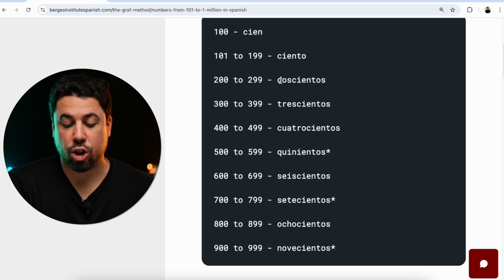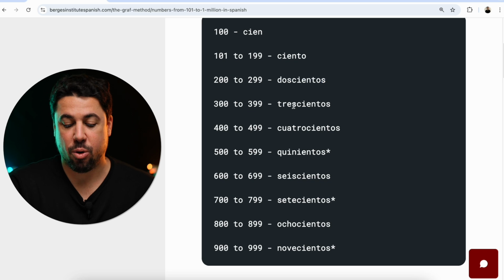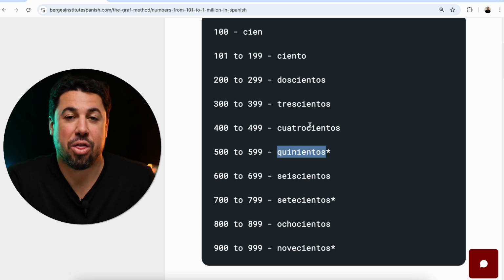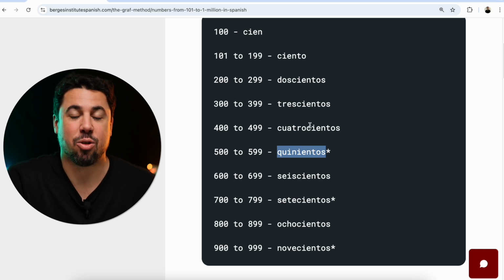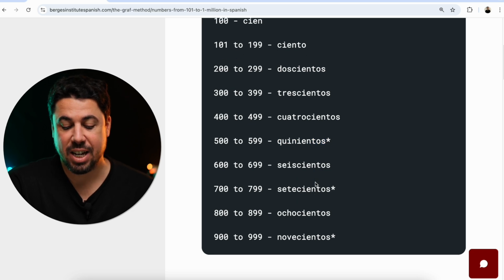200 is 200 and 300 is 300. So we have a pattern here. We are saying dos and then the word cientos, and we are spelling it as one word. Same for 300, 300. 400, 400. However, 500 is irregular. The ones that have an asterisk are irregular, so it doesn't follow the pattern. It's not 500, it's 500. 600, it follows the pattern, 600.